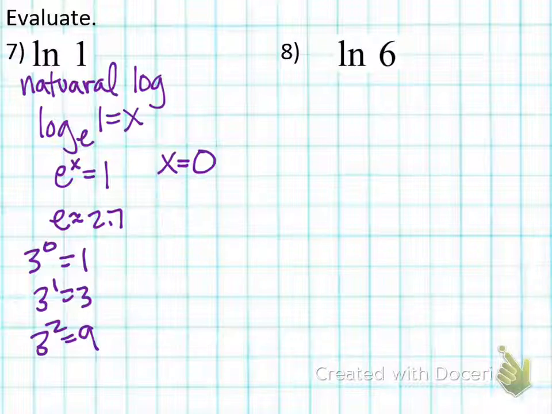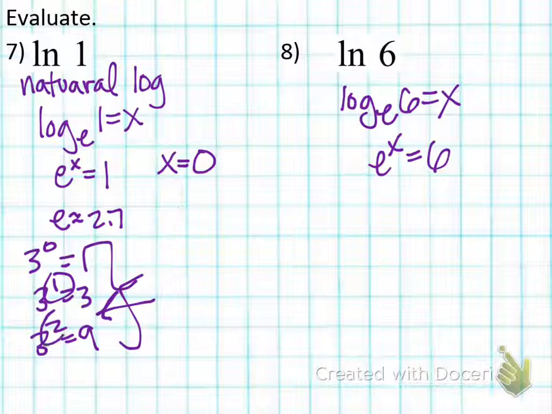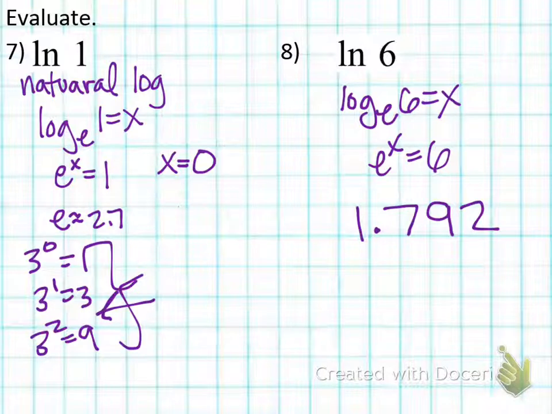Okay, for this one, you're thinking, all right, this is the same as log base e of 6 equals x, so e to what power equals 6? Looking over here, I know 6 is between 3 and 9, so my answer should be between 1 and 2. Right there in the middle somewhere. So if I do this on my calculator, I get 1.792. Okay, so a little closer to 2 here, but still somewhere between 1 and 2, right, like we guessed.